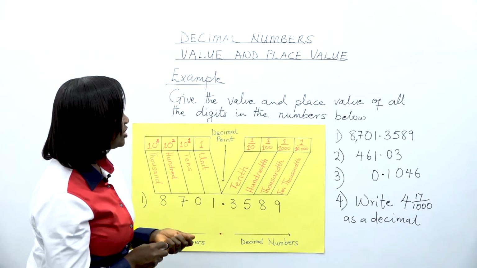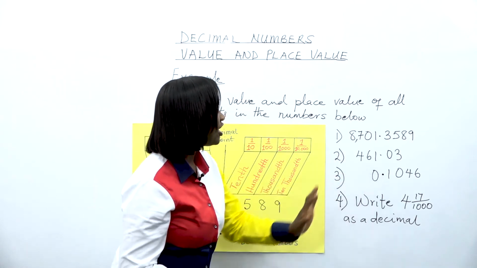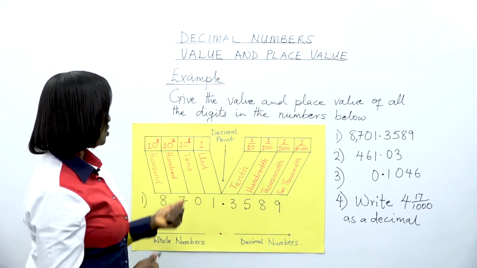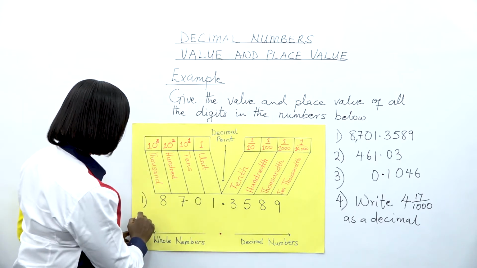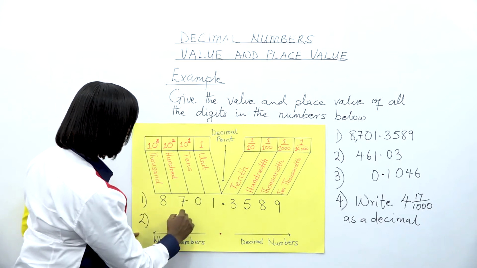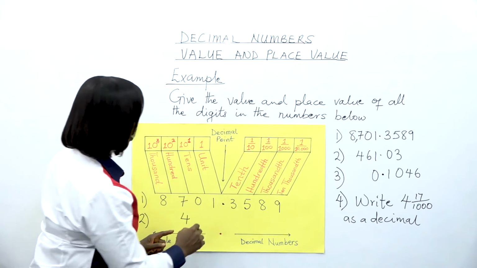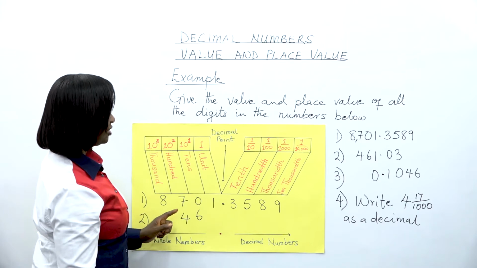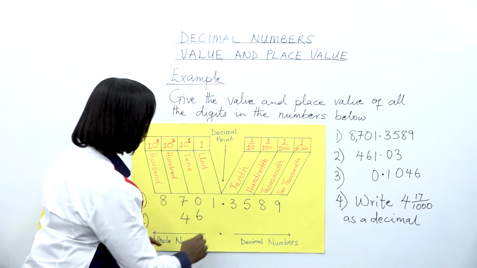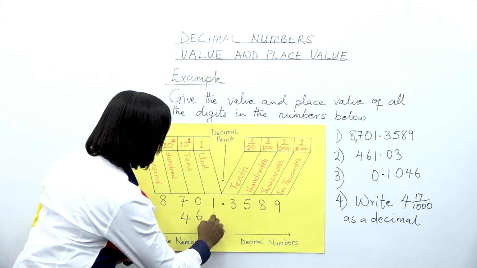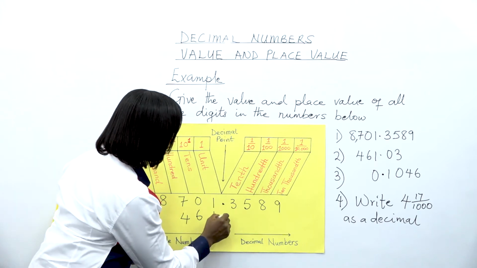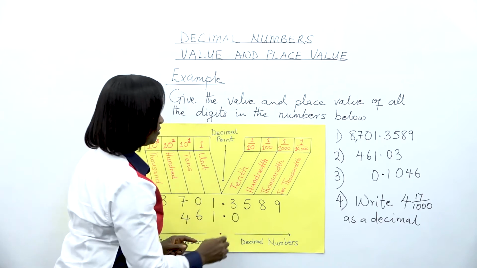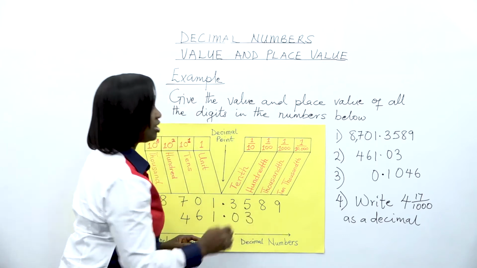Let's look at the second number, 461.03. So we have 400, 6/10, that's the value, 1 unit again, the decimal point, 0/10, and 3/100.